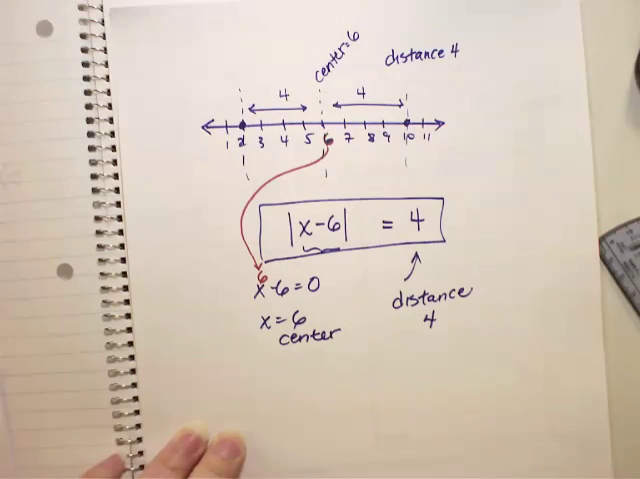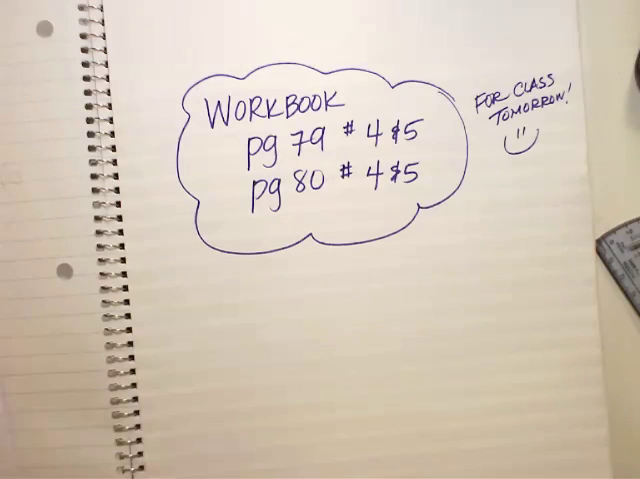Okay, how did you do on that? Well, it's your turn to try because this evening's assignment, in your workbook on page 79, complete 4 and 5, and on page 80, complete 4 and 5 as well for class tomorrow. Okay, see you tomorrow.